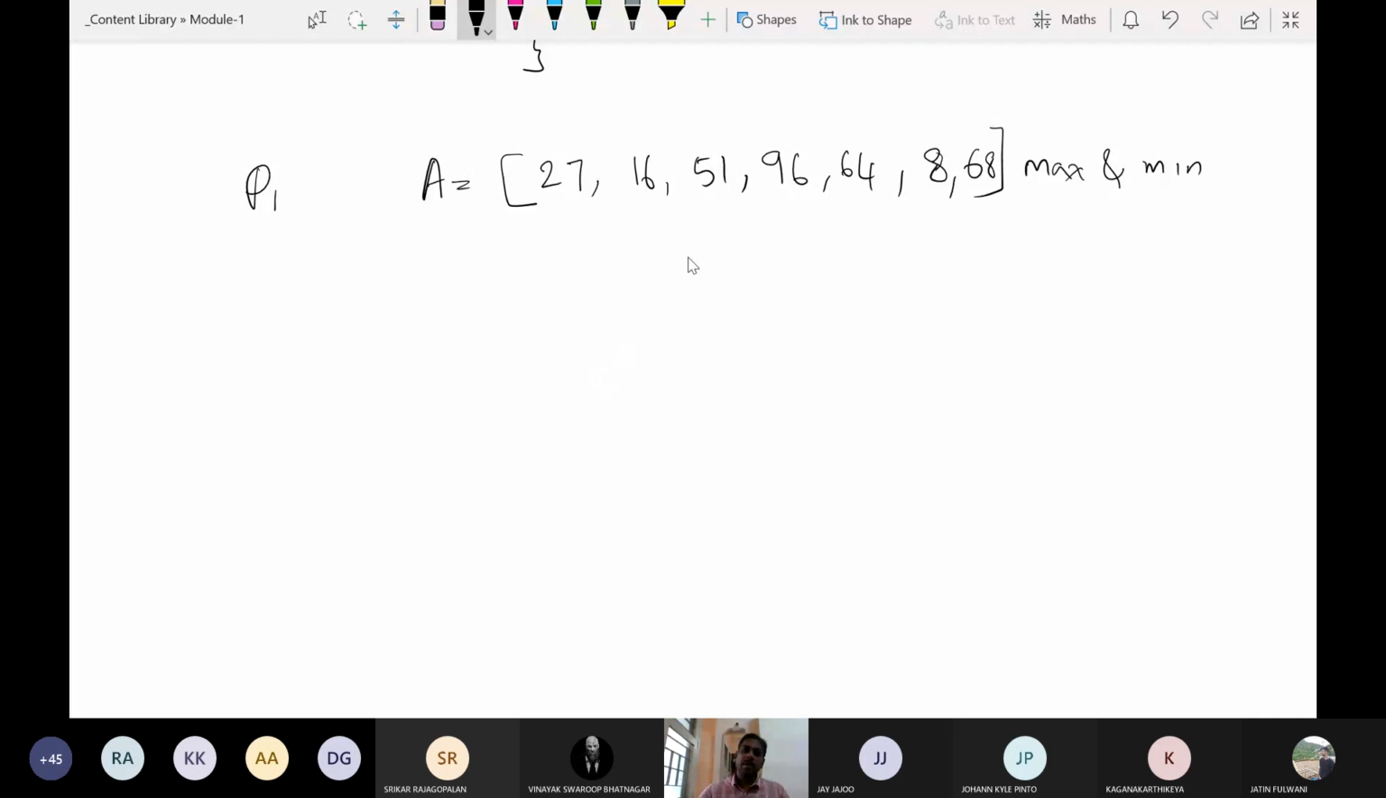This is the way in which we want to divide. Okay, we can make our first division here, so that you will get a subarray here, 27, 16, 51. And here you have another subarray which has 4 elements, 96, 64, 8, and 68. And here you can see that no instances will intersect. This is one of the primary conditions that you should satisfy if you go for the divide and conquer approach. That means the intersection should be a null set. The array should be divided like this.